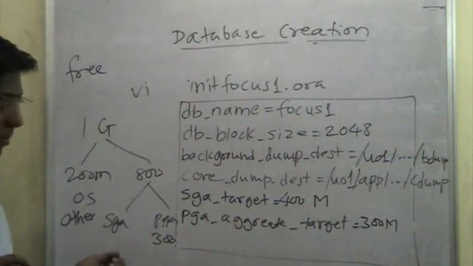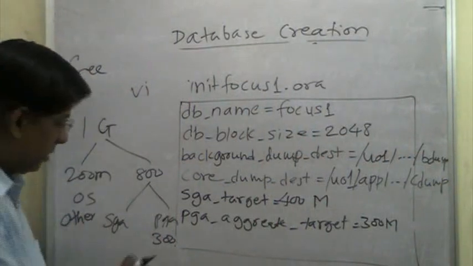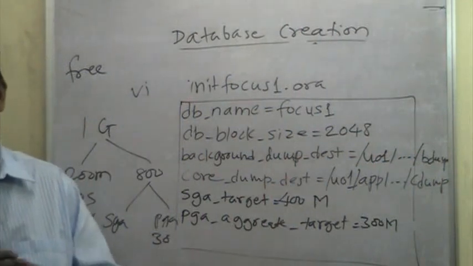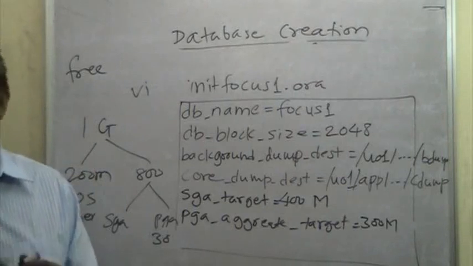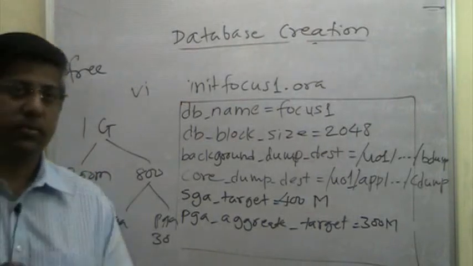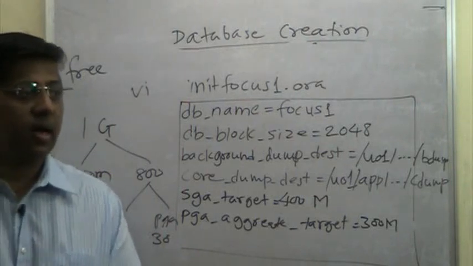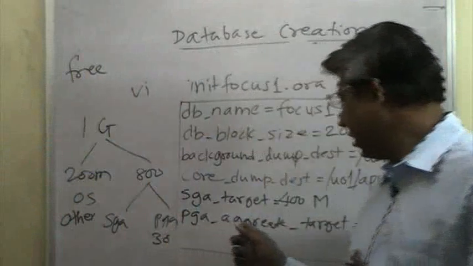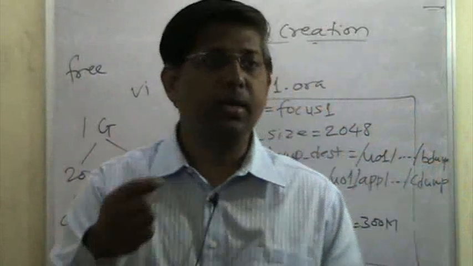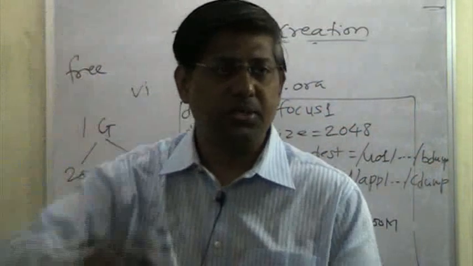Suppose instead of 100 users, only 10 are connected and using server processes. Then you can allocate more, so it will go from 3 megabytes to 30 megabytes per user. In that situation, it will not go to 30 megabytes suddenly. It will be allocated based on their need. If you have not done any kind of sorting, then your PGA will not suddenly be that much.